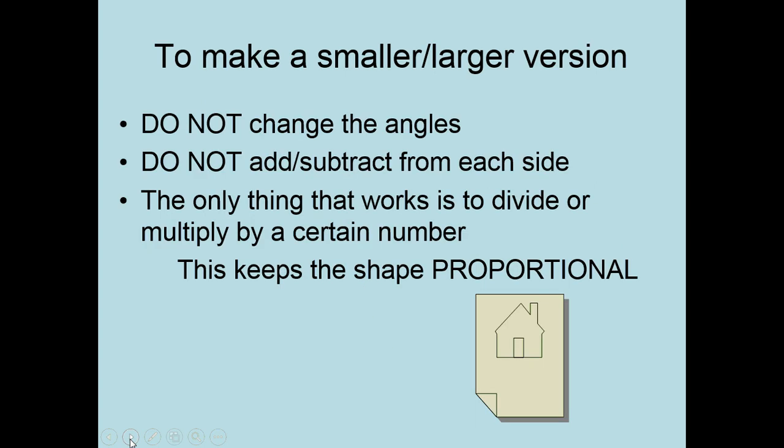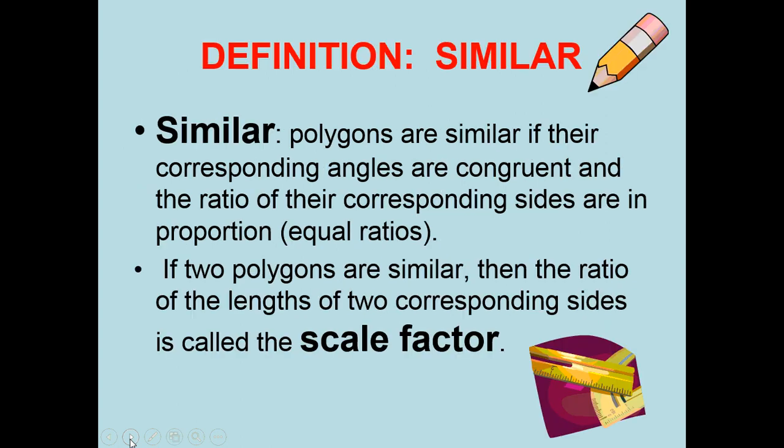So to make a larger or smaller version, we need to keep in mind that we don't change the angles. We don't add or subtract from each side. The only thing that works is to divide or multiply by a certain number. This keeps the shape proportional.